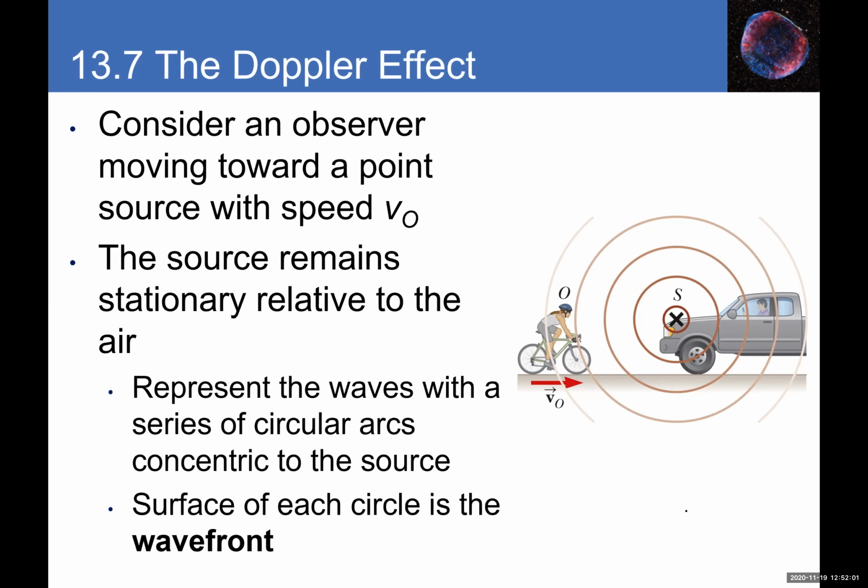The source remains stationary relative to the air. So represent the waves with a series of circular arcs concentric to the source. Those are basically the wave front of the source. That means you can think of those as the representation of the sound wave moving. So let's say here's a crest, here's a trough, crest, trough, and so on. Those are basically the sound waves moving in every direction.